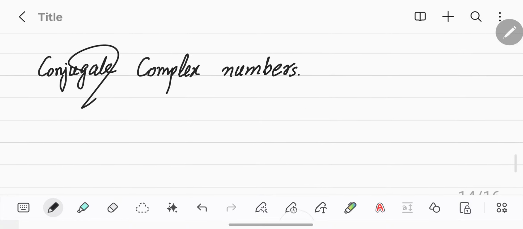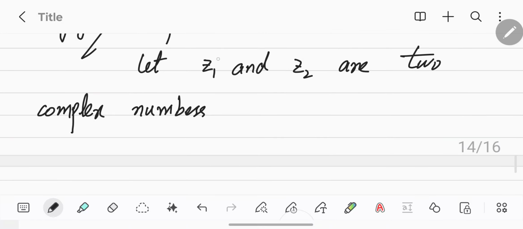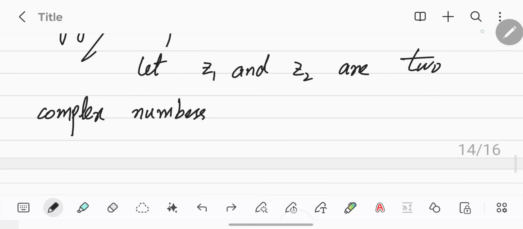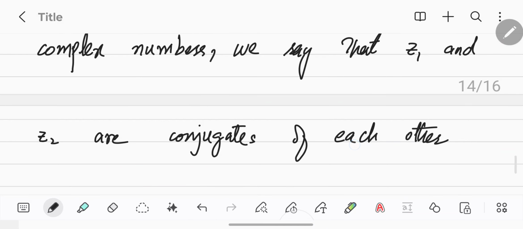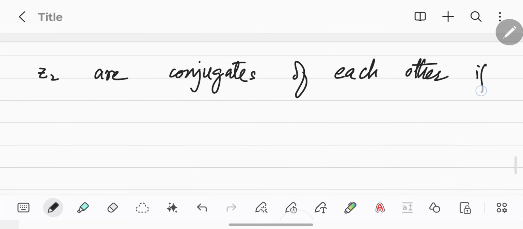Hello. Now we will talk about the conjugate complex numbers in this video. Suppose you have two complex numbers. You can call them z1 and z2. We say that both complex numbers are conjugates of each other if these two conditions hold.